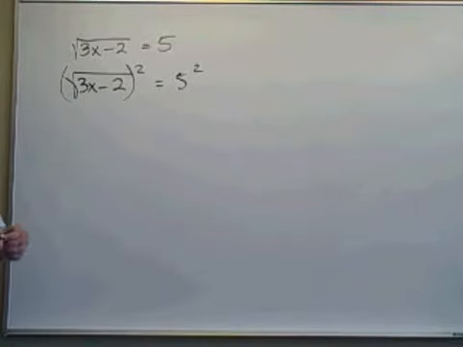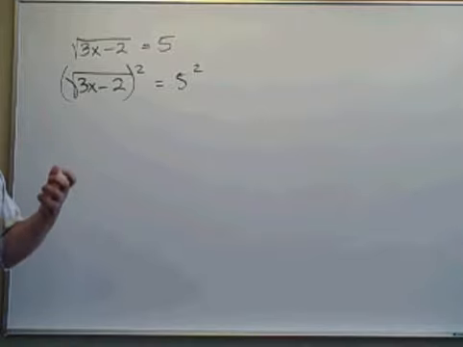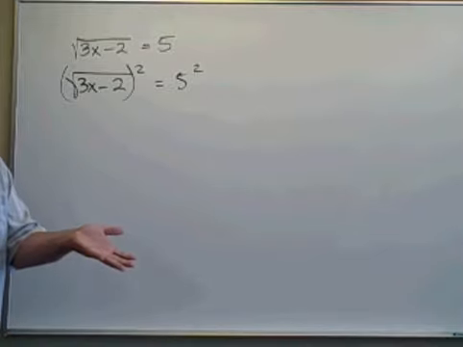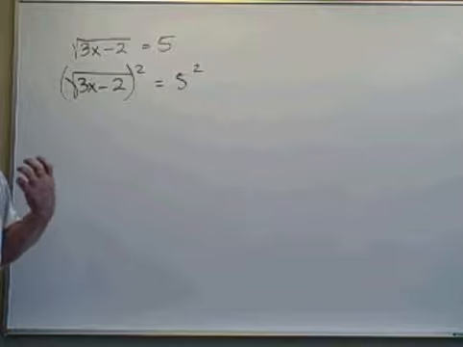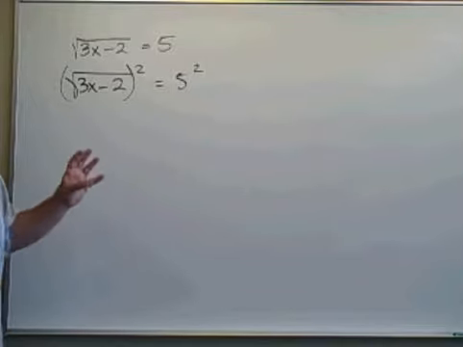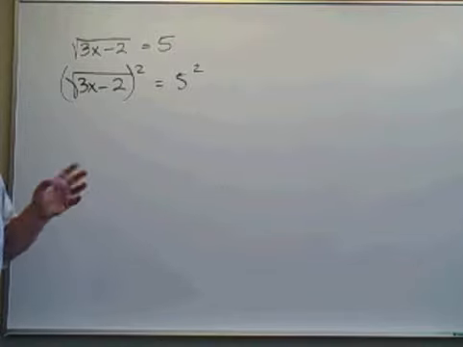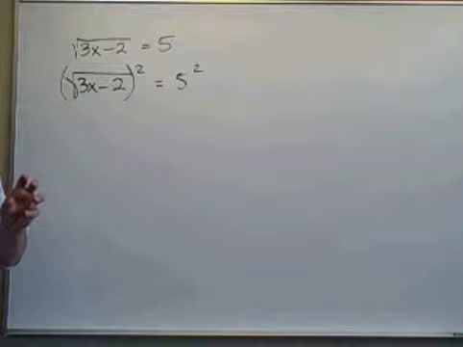Now, there is some danger with solving a problem this way. You know that when you square a positive quantity, you produce a positive quantity. But when you square a negative quantity, you also produce a positive quantity. So we have to be a little careful with this technique. It's the technique we want to use, but it has some pitfalls.